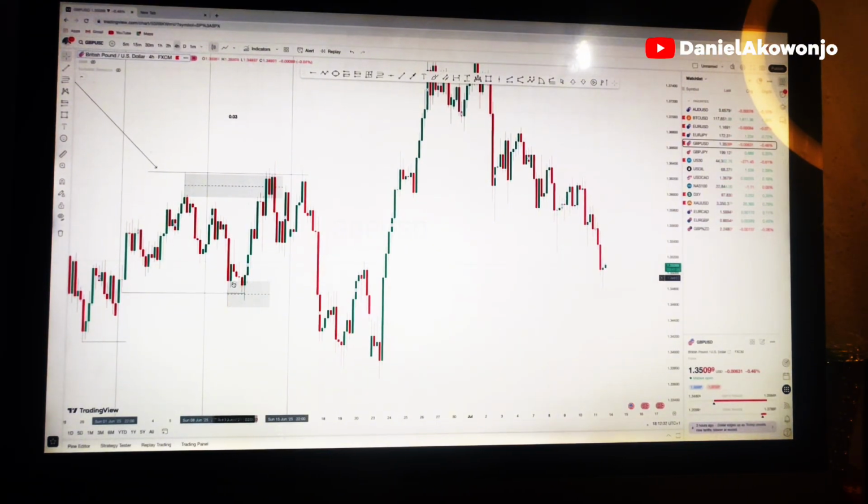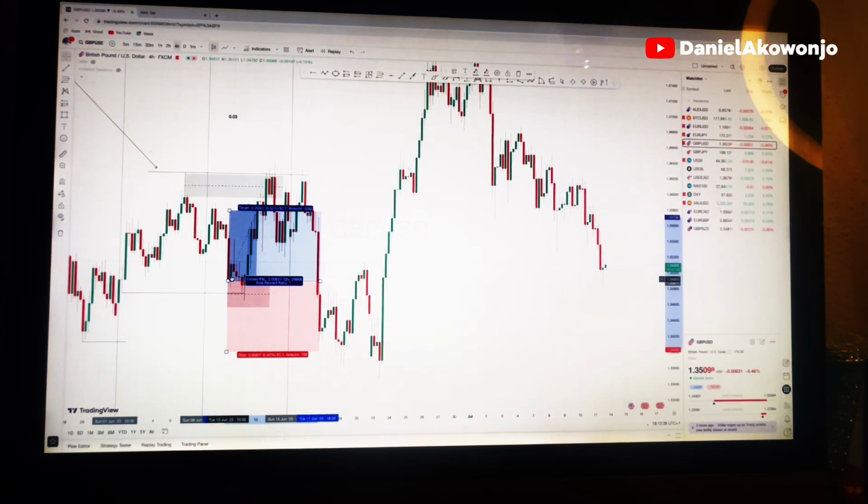If all your entries are here, do you understand? If all your entries are right here, now you longed here all the way from this point, all your entries are here, do you understand? Then your stop loss is here, right?